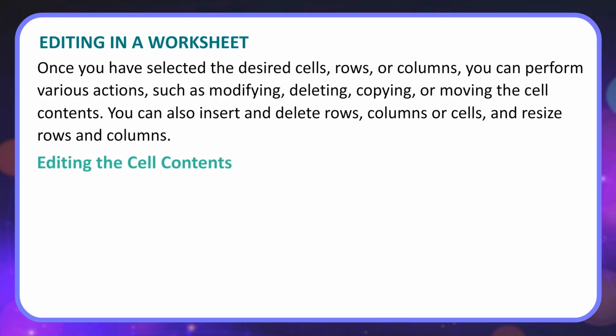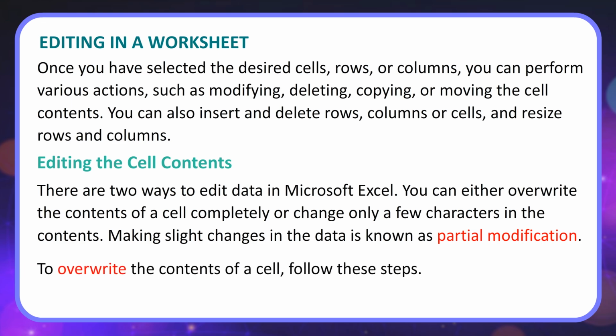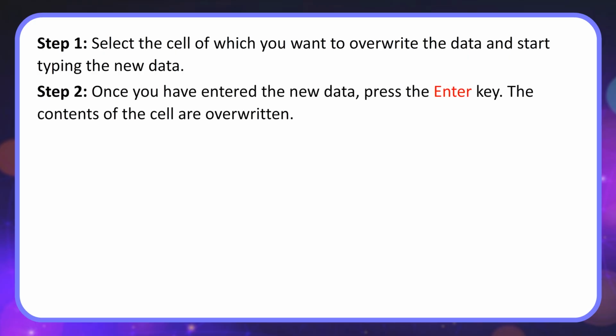Editing the cell contents. There are two ways to edit data in Microsoft Excel. You can either override the contents of a cell completely or change only a few characters in the contents. Making slight changes in the data is known as partial modification. To override the contents of a cell, follow these steps. Step 1. Select the cell of which you want to override the data and start typing the new data. Step 2. Once you have entered the new data, press the Enter key. The contents of the cell are overwritten.